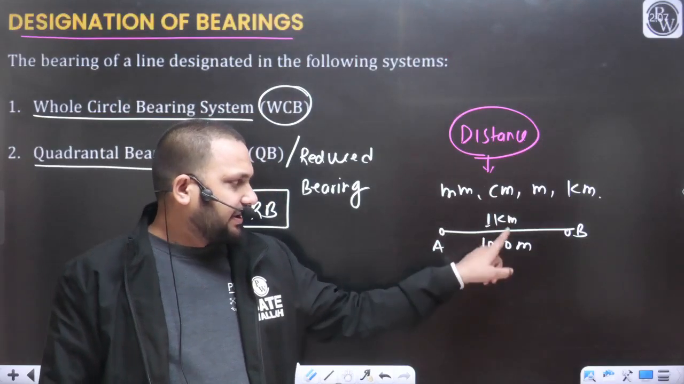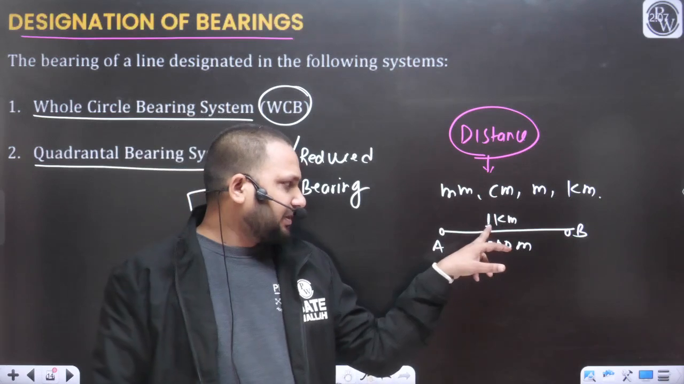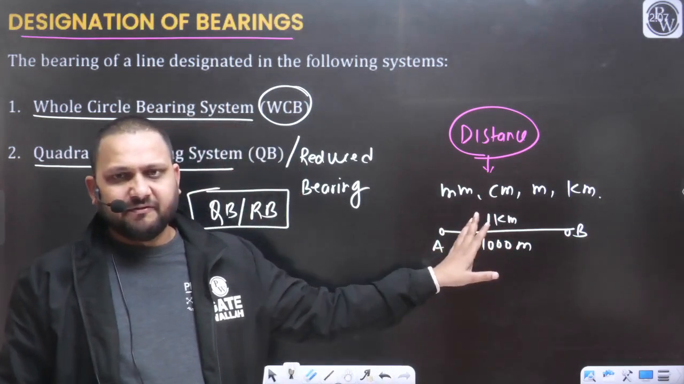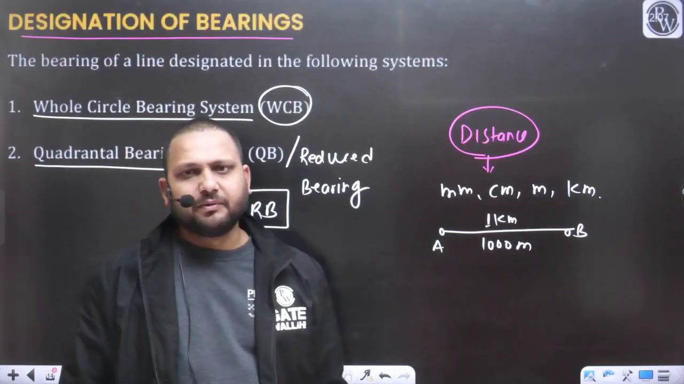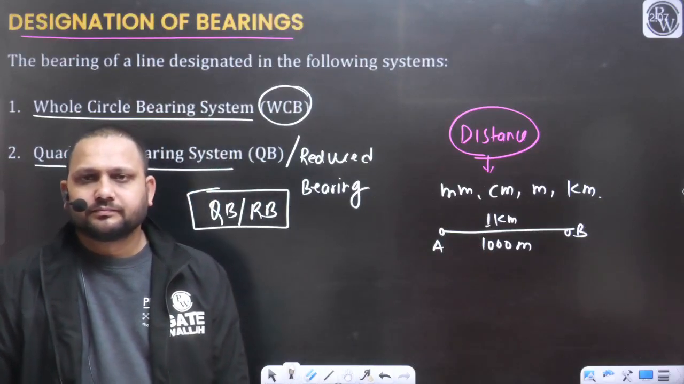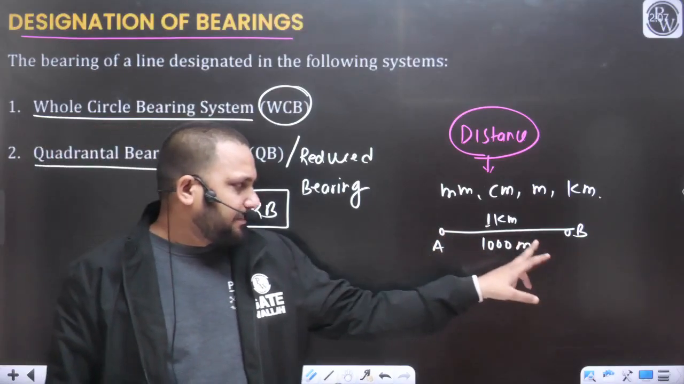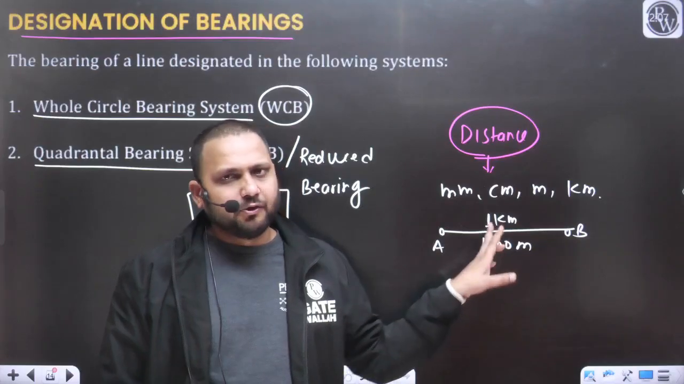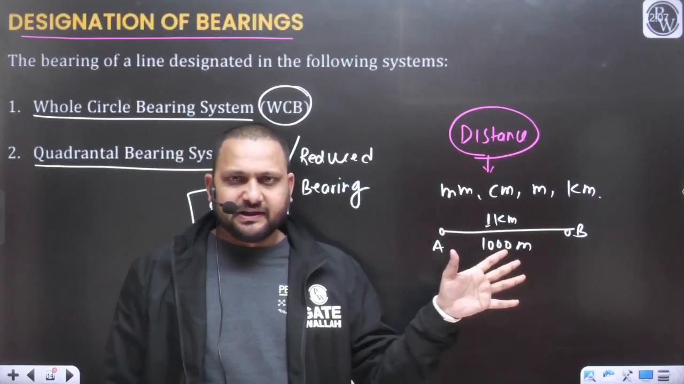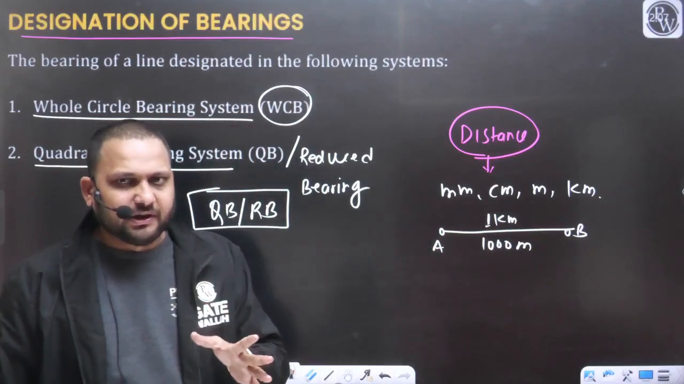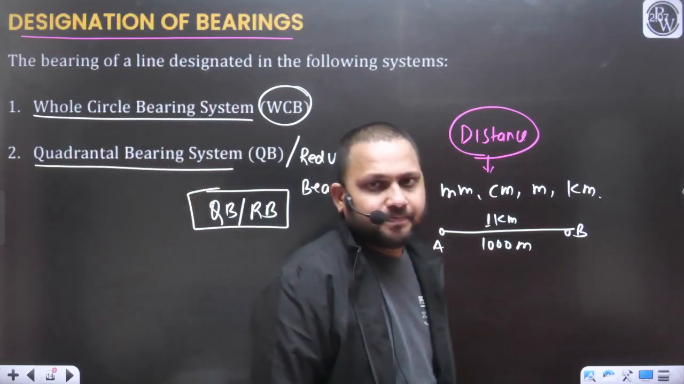Representation is changing, but the distance will not. What is the meaning of 1 kilometer? It has the same meaning as 1000 meters, yes or no? We have represented the same distance in different units. Representation is changing, but the actual meaning, the actual distance, will remain the same.